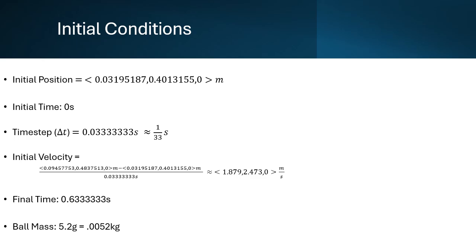Our ball's mass was 0.0052 kilograms, or 5.2 grams, and we're given our initial position and our initial velocity, which is 1.879 meters per second in the x component, 2.473 meters per second in the y component, and 0 meters per second in the z component, of course.